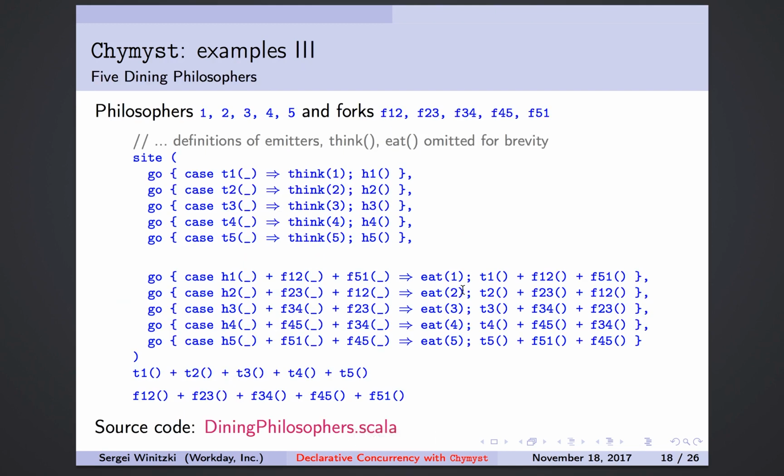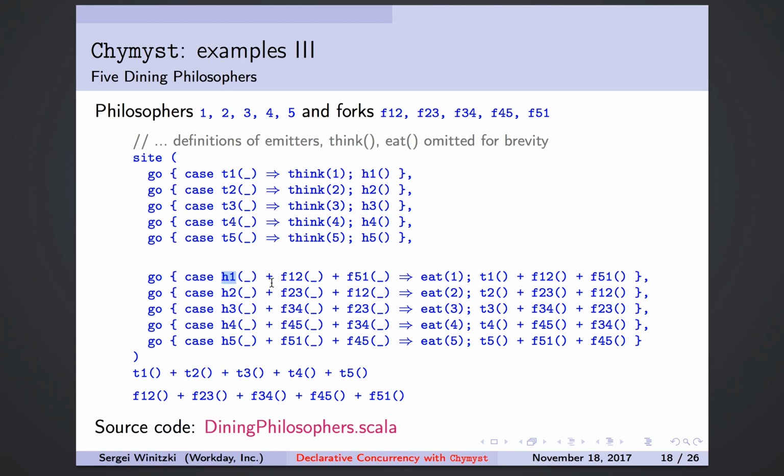Here's an example of implementing dining philosophers. We introduce molecules T1 to T5 representing the 5 philosophers that are thinking, and molecules H1 to H5 representing the 5 philosophers that are hungry, and also molecules F that represent the forks. So for example, F12 is the fork between philosopher 1 and 2, and so on. And then we write reactions. These reactions mean that the first thinking philosopher starts to think for some time, and then it becomes hungry.